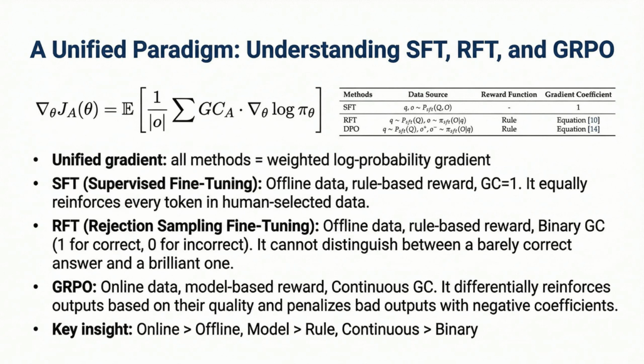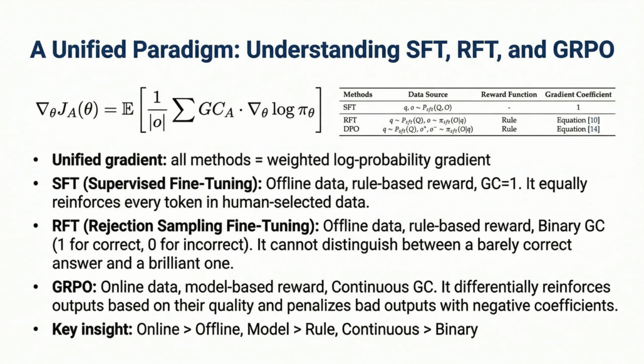This is one of the most insightful parts of the paper. Let me ask you, what do SFT, RFT, DPO, PPO, and GRPO all have in common? At first glance, they seem like completely different algorithms, but the authors show that they all share the same gradient structure, equation 5. Every method computes a gradient that is a weighted sum of log probability gradients. The only differences are in 3 components. Where does the data come from? How do we compute rewards? And what is the gradient coefficient?